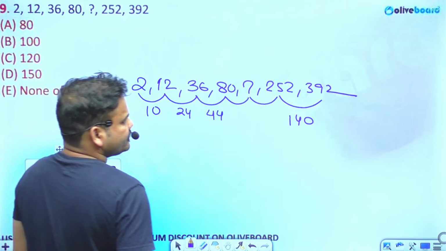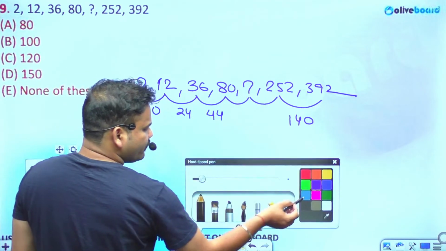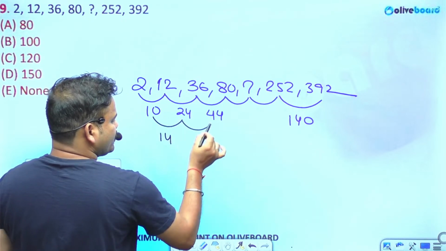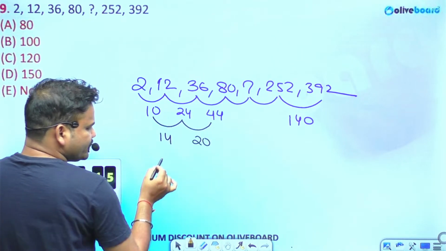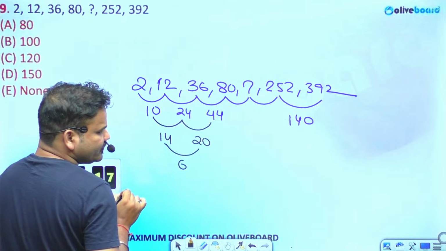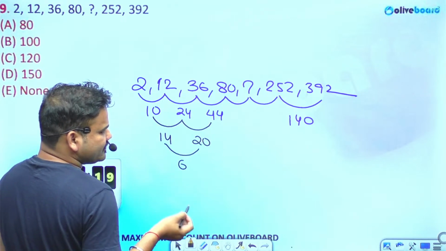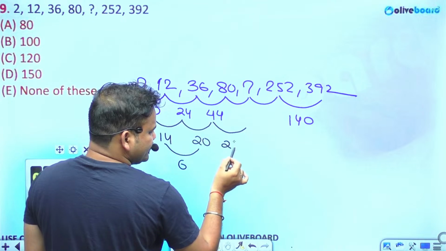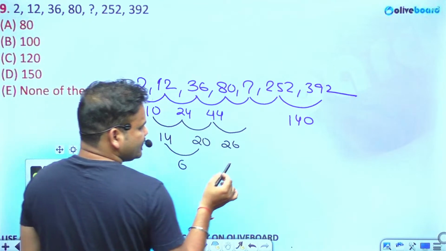Okay, so let's go for double differences or triple differences. The increment is of 14, and what about this increment of 20? So this is an increment of 6, isn't it? So if we go for the next number, say 14, 20, if we go for 26, let's say, so what about this?